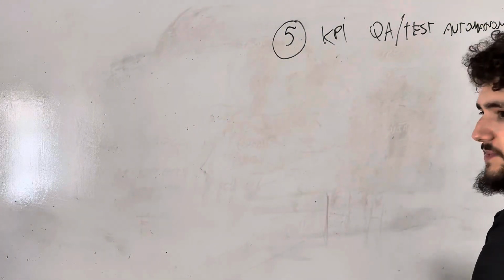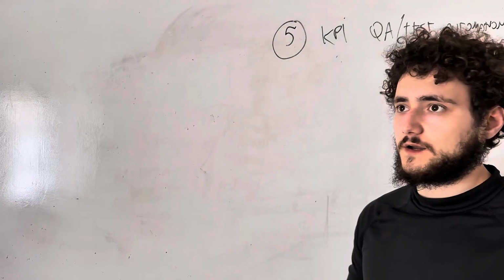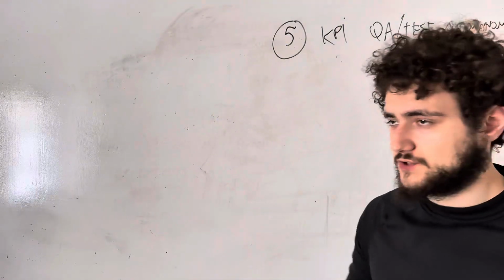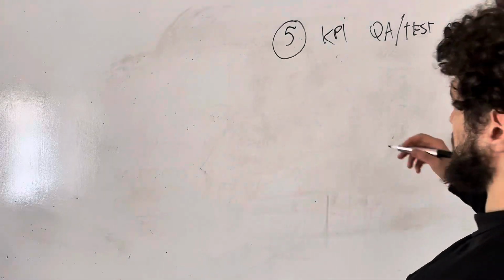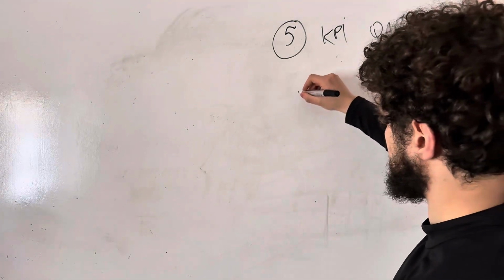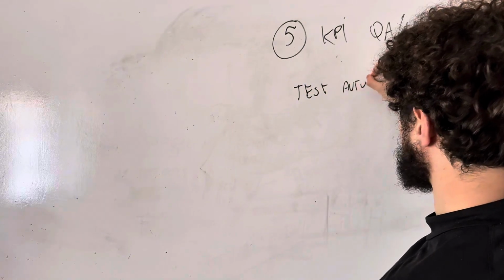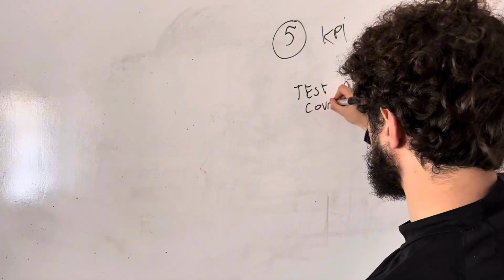So the main 5 KPIs that we want to track when we create a QA process and a test automation infrastructure are these 5. Let's start from the first one, which I would say here is the test automation coverage.